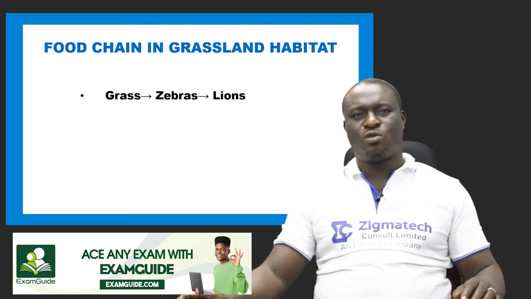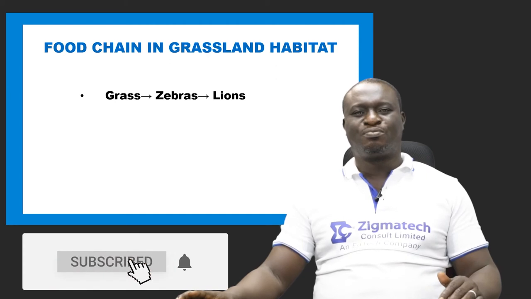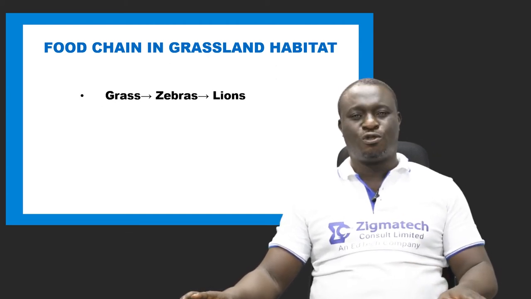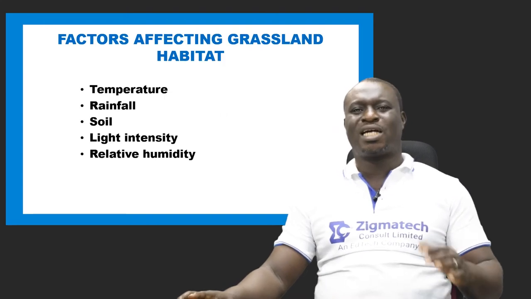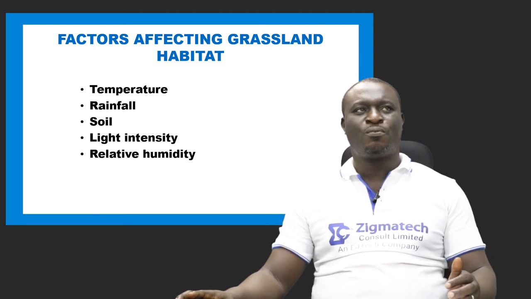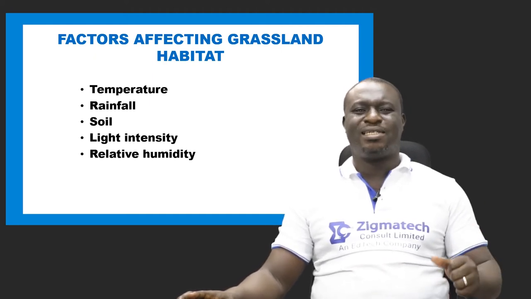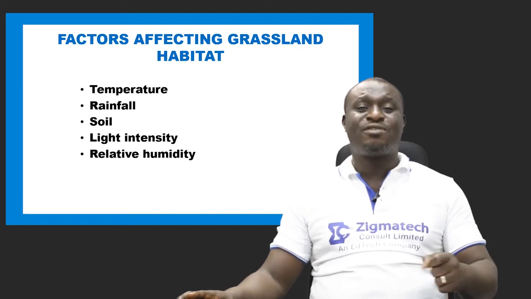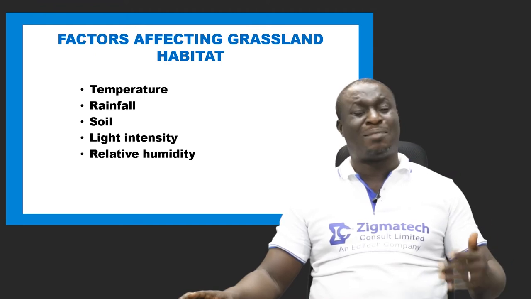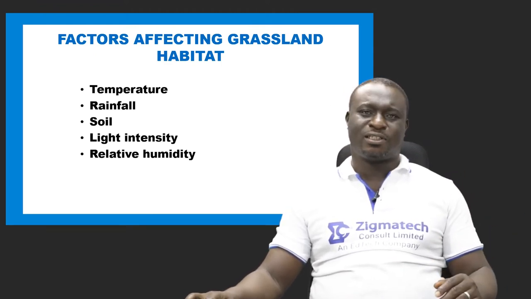You can look at some of the organisms that you can find in the grassland habitat and then make your own food chain. We also have factors affecting grassland habitats. We have factors like temperature, rainfall, soil, light intensity, and relative humidity. These are all abiotic factors, and so many others, that affect grassland habitat.